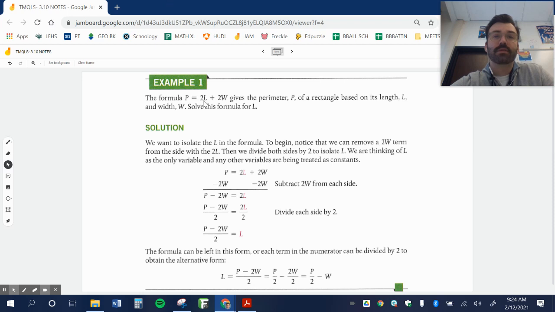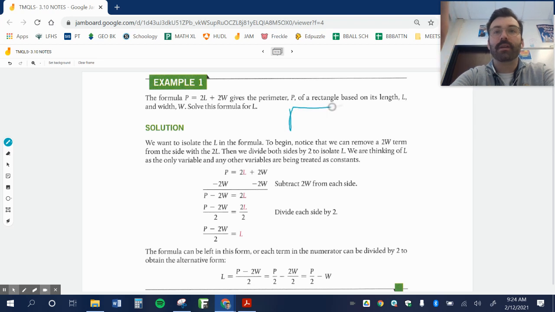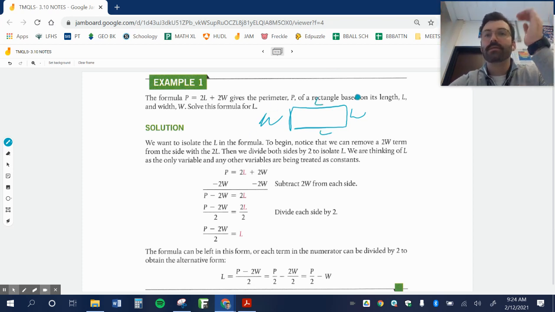The formula P equals 2L plus 2W gives us the perimeter of a rectangle based on its length and its width. So this is talking about the perimeter of a rectangle. You think about a rectangle with width W and length L, so 2L plus 2W. Remember, perimeter is the distance all the way around a shape.